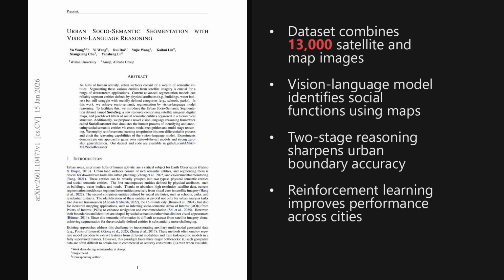Wrapping up, two takeaways stand out. First, combining satellite images with map data enables models to understand social contexts, not just physical shapes. Second, the reinforcement learning-driven refinement loop is critical for generalizing to new cities. This approach marks a significant step forward for automated urban planning.